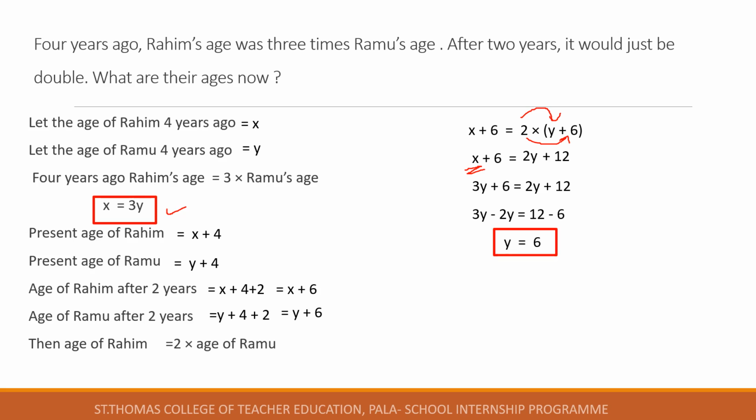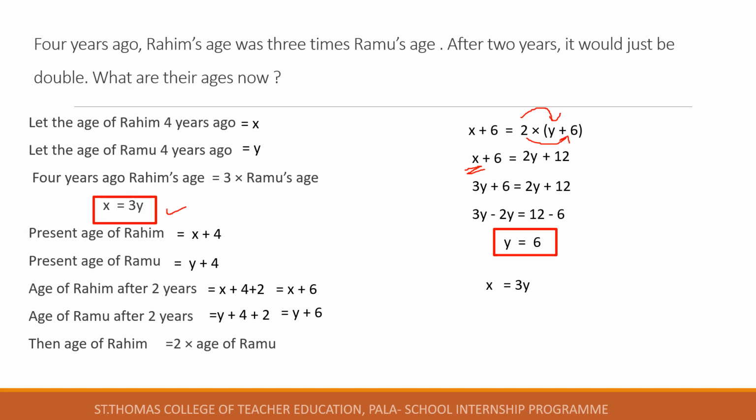And what was this x and y? Age of Rahim 4 years ago and Ramu 4 years ago, isn't it? Here we have y equal to 6 and we got x as 3 into y. Now can you tell me how to find x in terms of y?